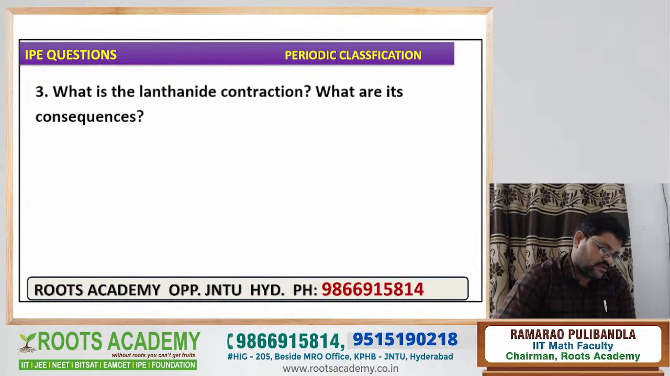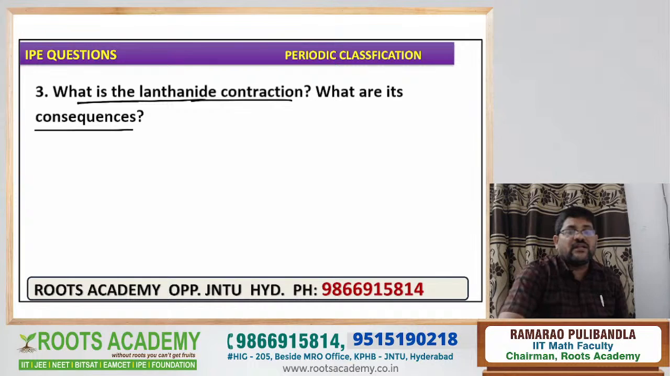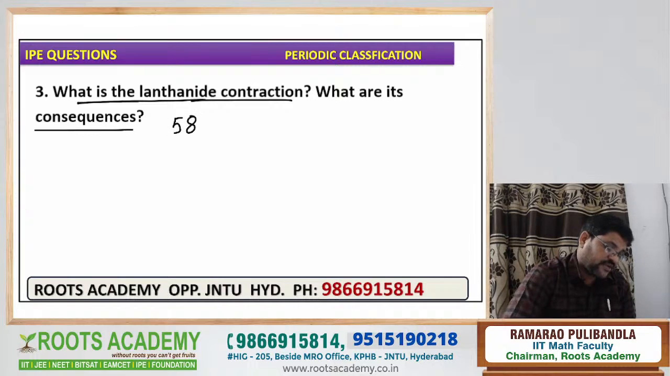See the next question. This is one of the beautiful questions. What is lanthanoid contraction? What are the consequences of the lanthanoid contraction? Simple explanation. First of all, what are lanthanoids? From atomic number 58 to 71, they are called lanthanoids. Atomic number 58 means what? Cerium. Atomic number 71 means what? Lutetium.